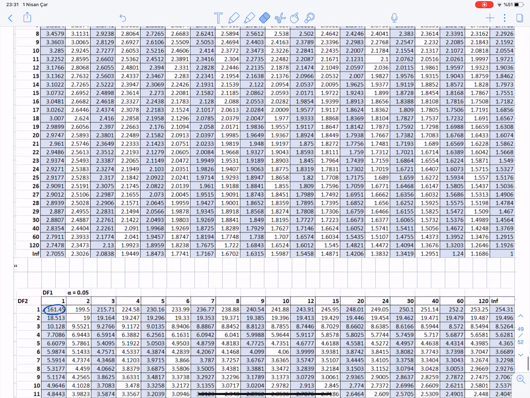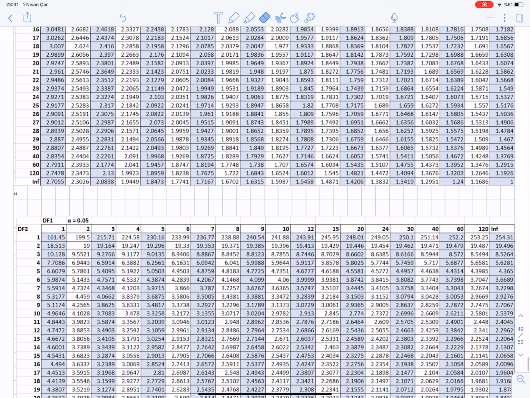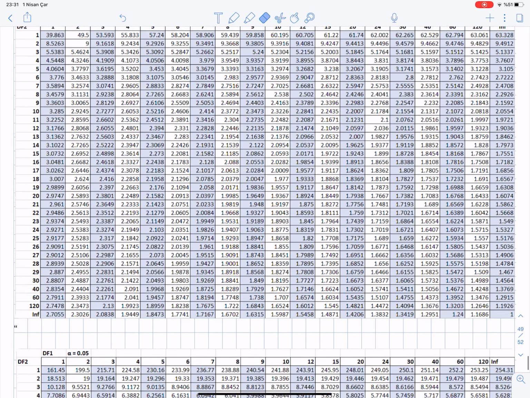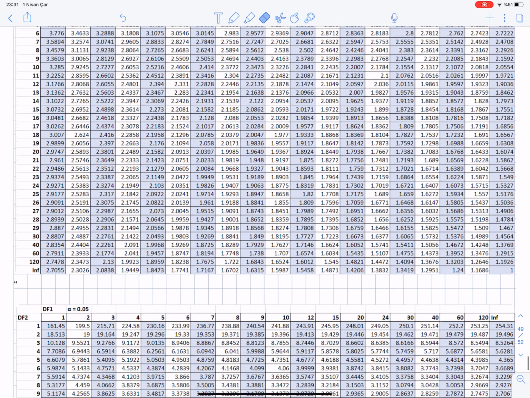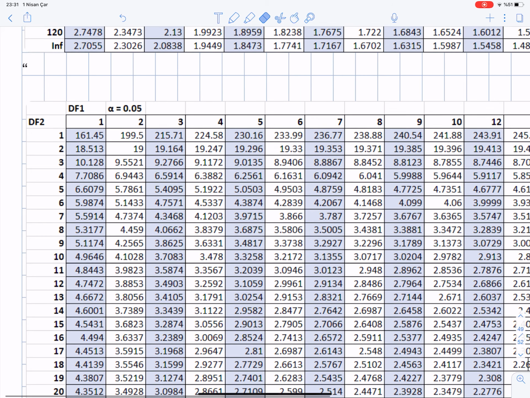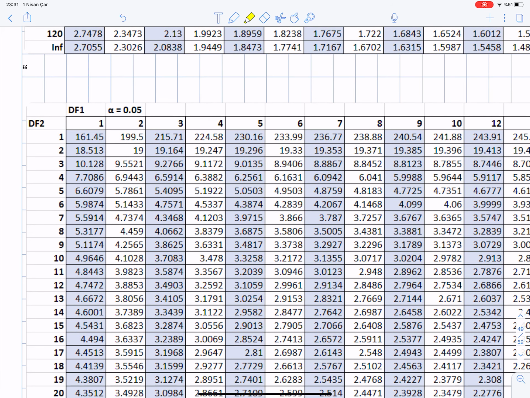I need the 0.05. Okay, the first degree of freedom is 9 minus 1, which becomes 8. So I'm going to look for row 8. This is the row I'm interested in. And 7 minus 1 becomes 6. So this value is the value I'm interested in.